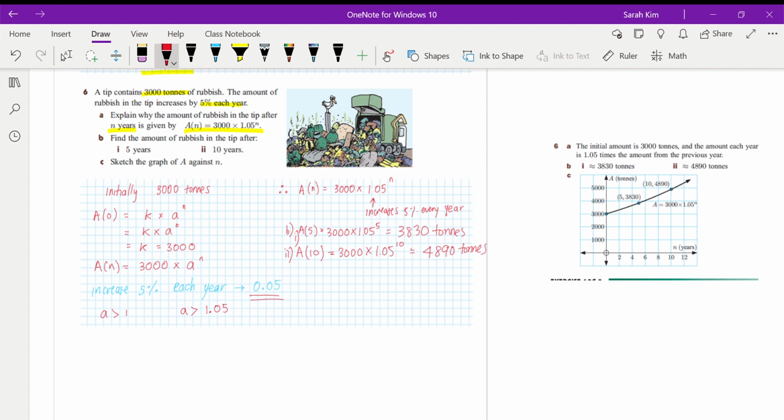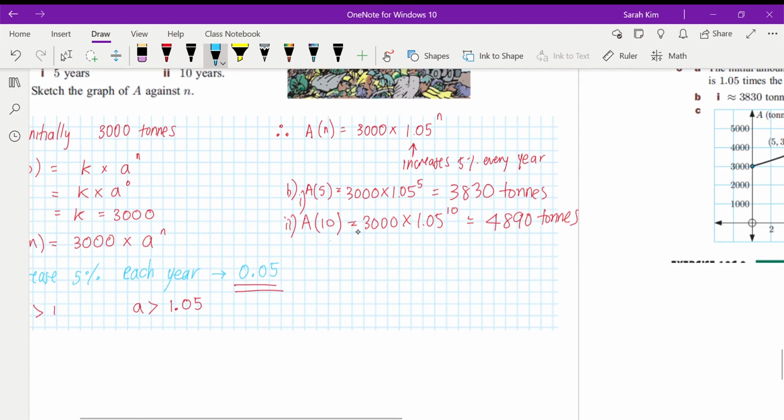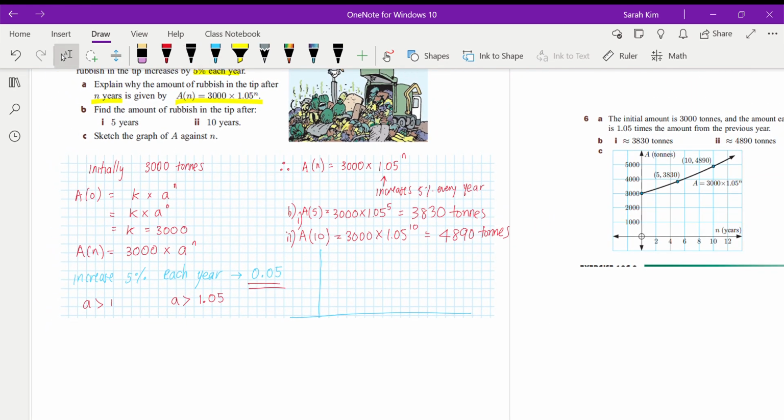Alright, all I have to do is graph it now. I'm just going to go a little bit smaller. That's the room I have. Sketch the graph. So this is my A, which is tonnes. This is my n, which is in years. Alright, so let's give it a go. My minimum value is 3,000. Maximum value is 4,890.